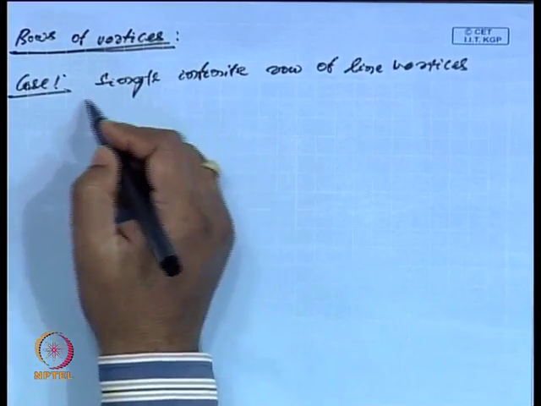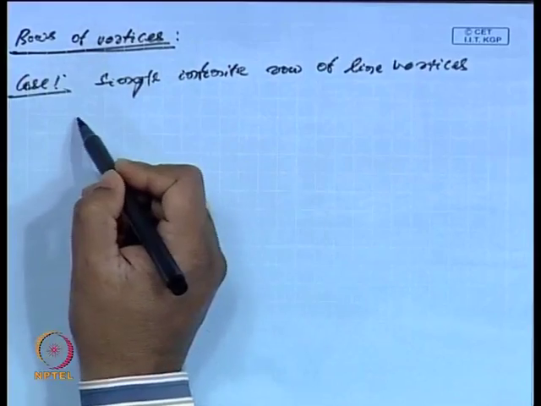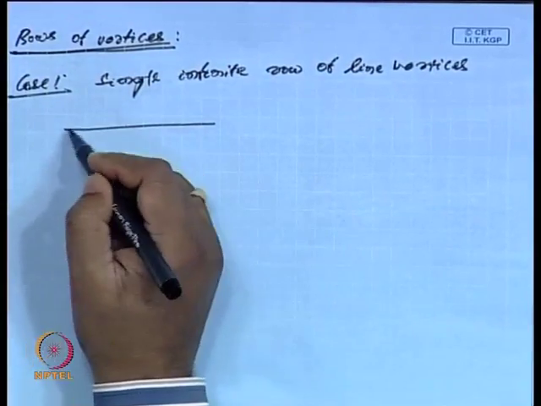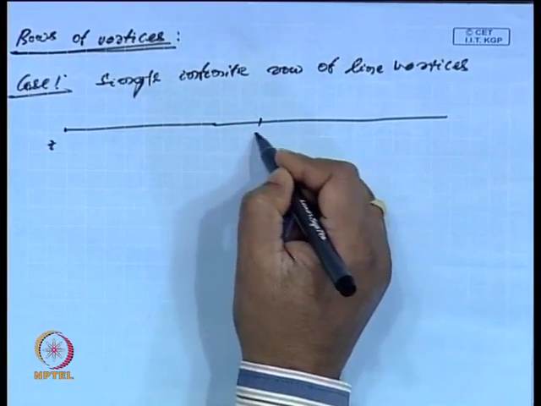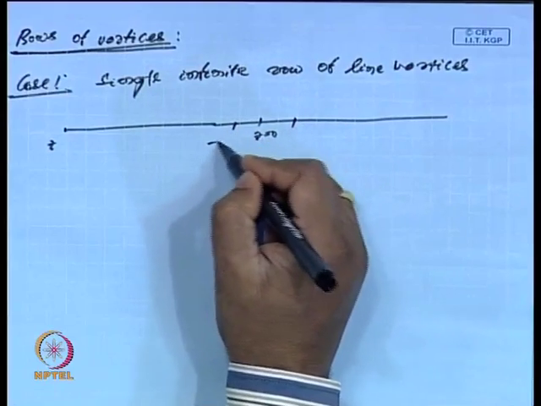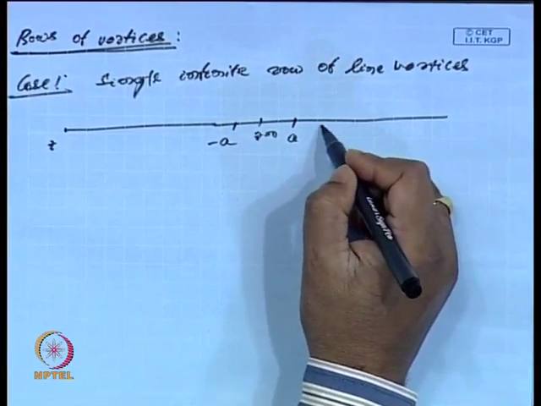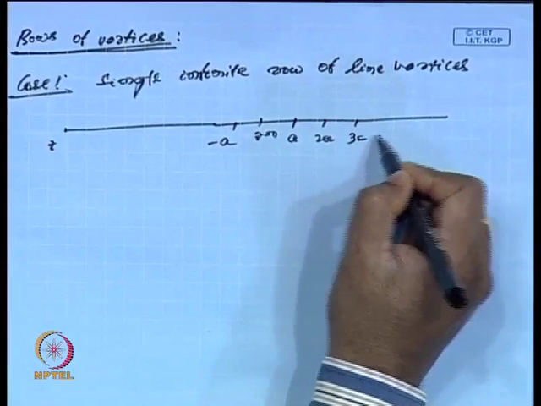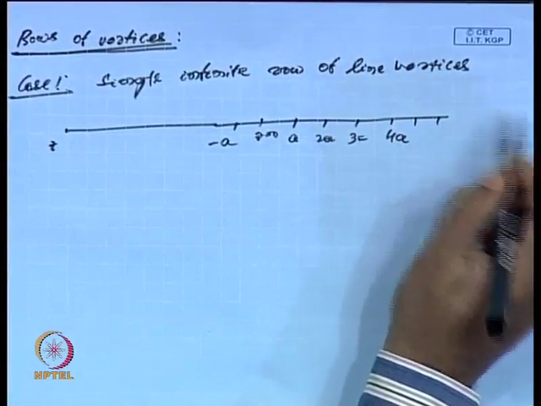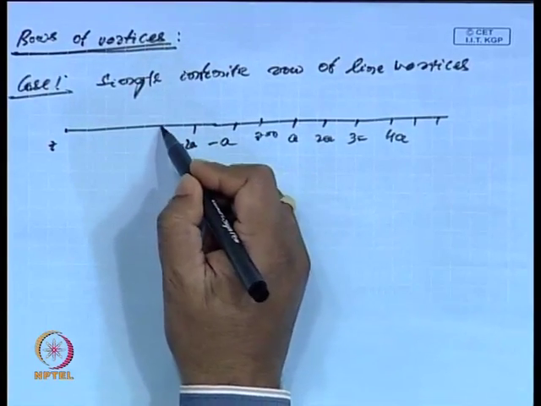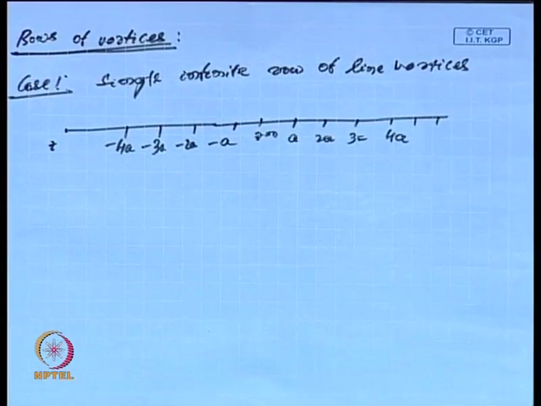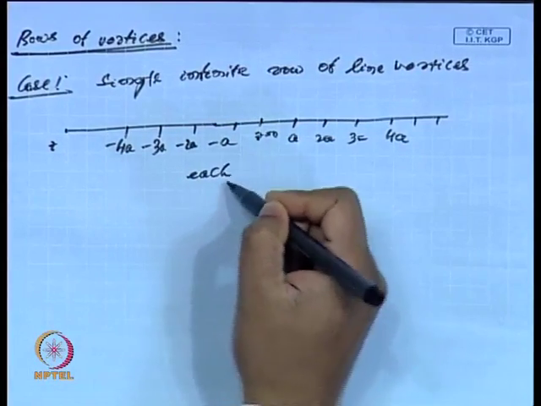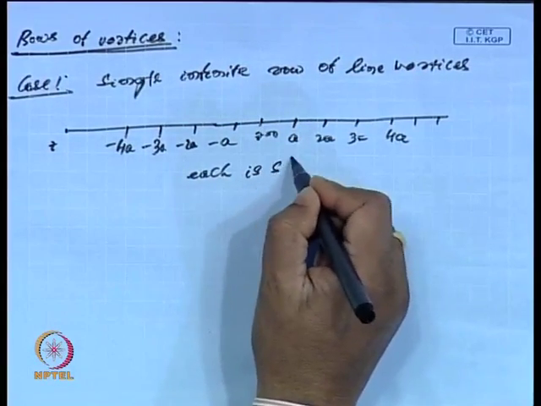Consider a single row of vortices, and the vortices are found at z equal to 0, a, minus a, 2a, 3a, 4a like this on this side, and you have minus 2a, minus 3a, minus 4a. So these are the points at which an infinite row of vortices is formed, and each of the vortices is of strength k.